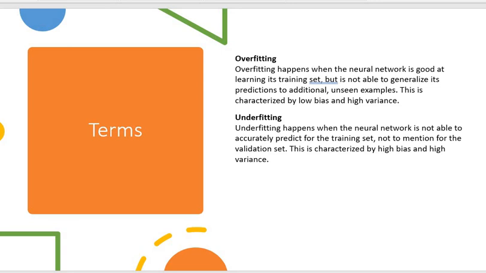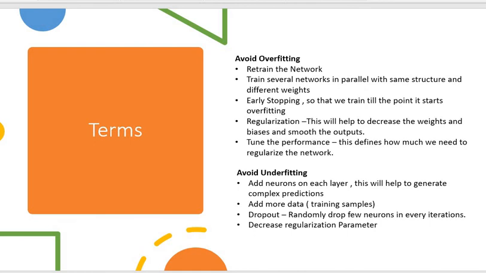There are certain steps that we have to follow to overcome the challenges of overfitting and underfitting. The different ways to avoid overfitting are to retrain your network, train several networks in parallel with the same structure and different weights, and use early stopping so that we train only until the point it starts overfitting. Then the most important is regularization. This will help to decrease the weights and biases and smooth the outputs. Then you can tune the performance, which defines how much you need to regularize the network.